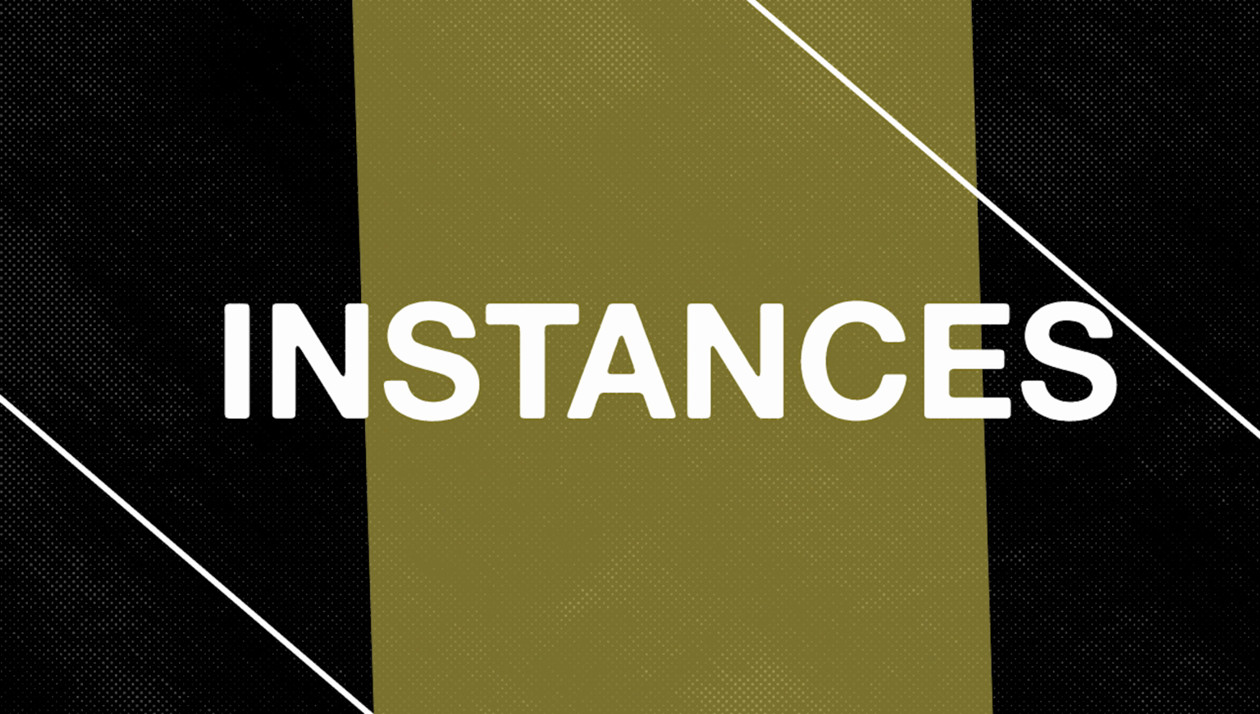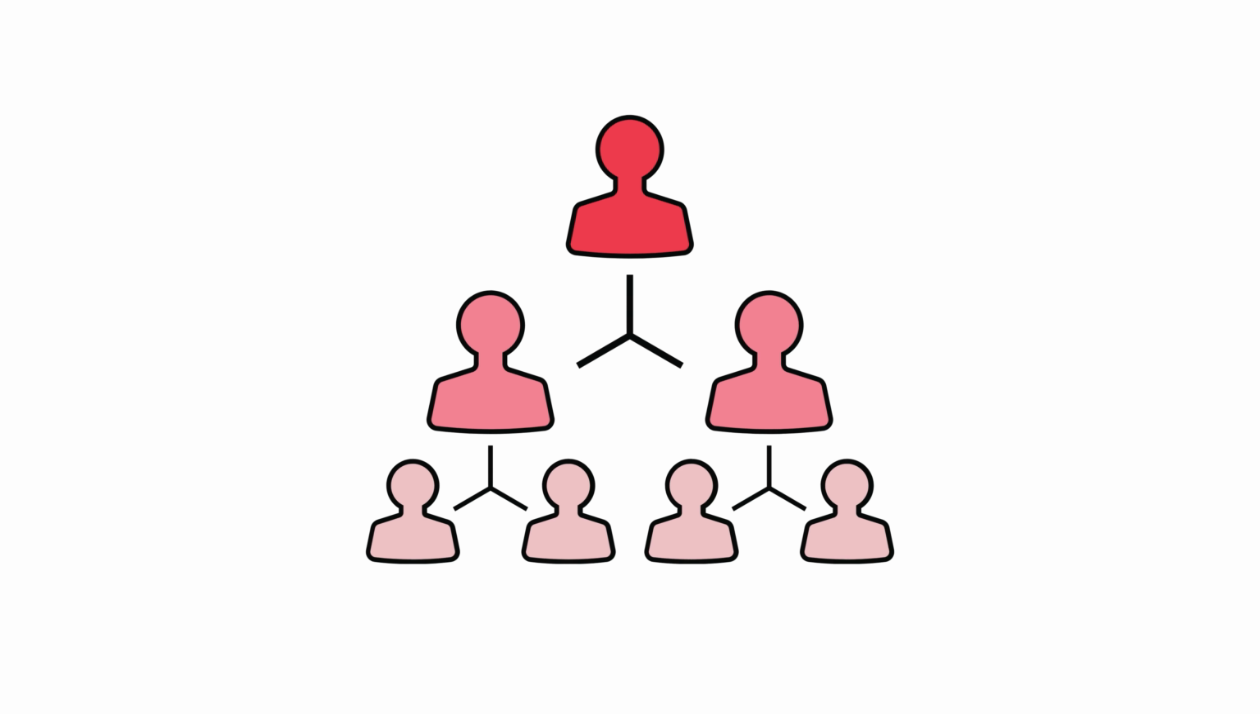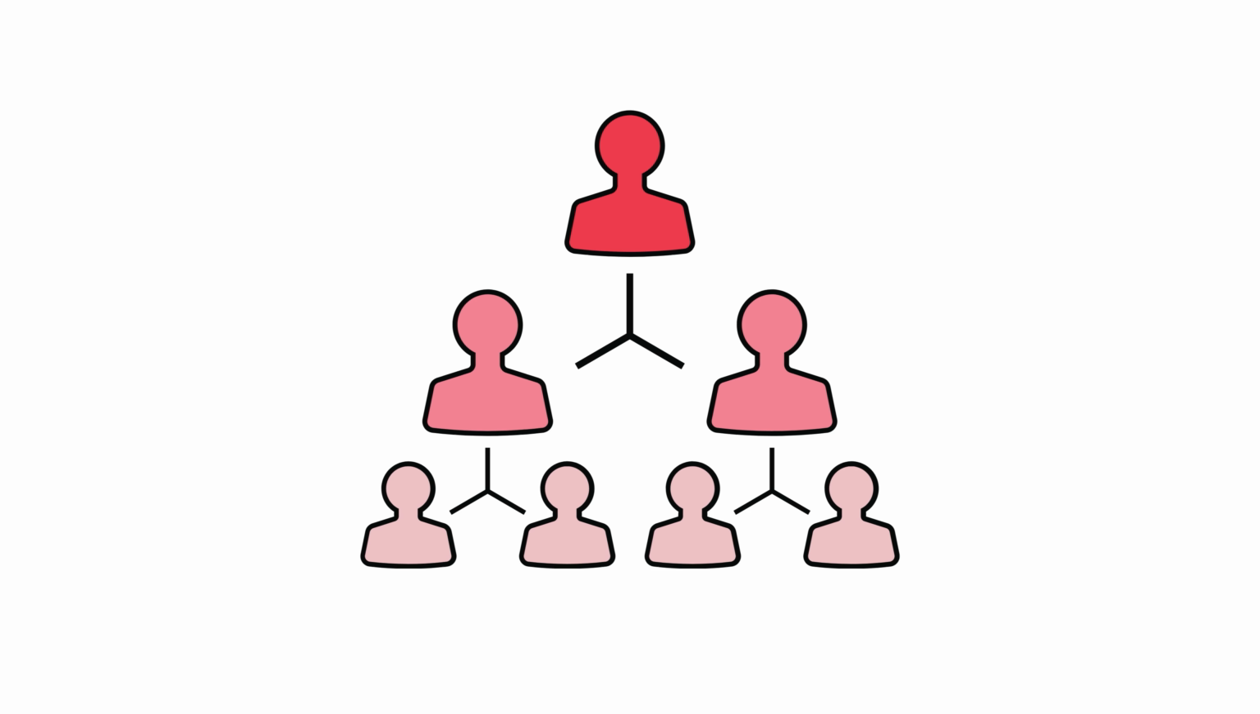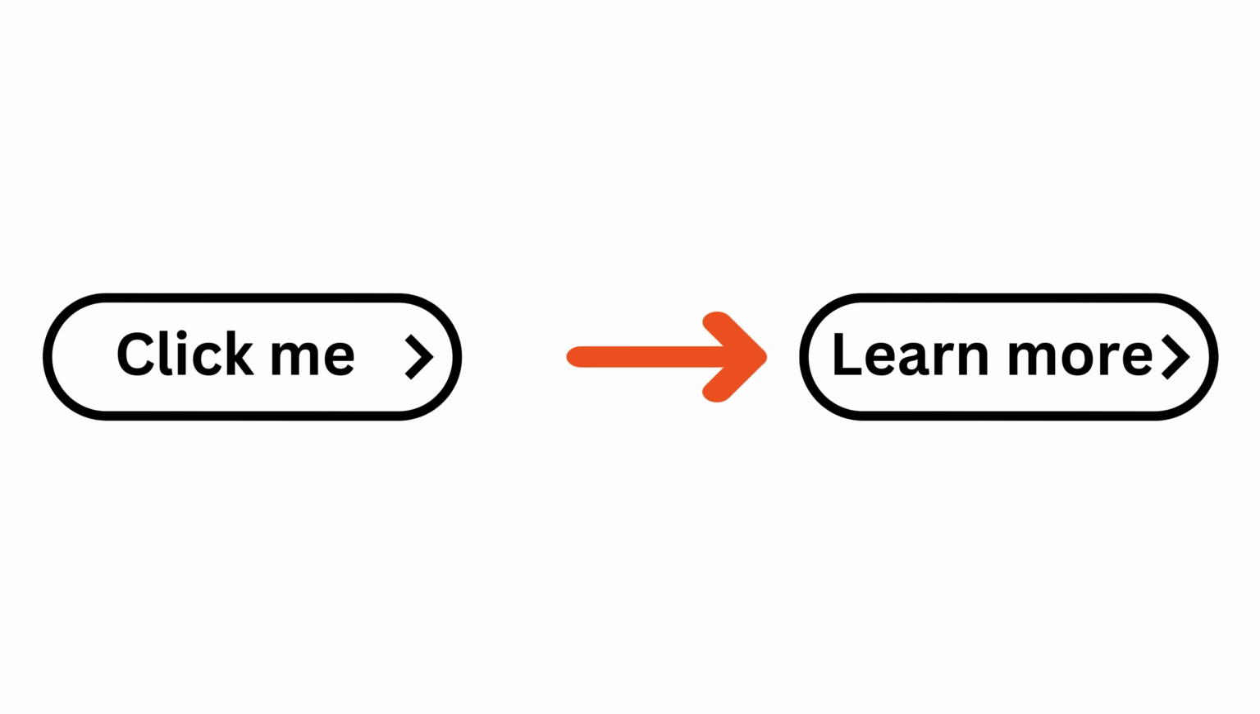Now, instances. What are instances? An instance is a copy of your main component, also called the master component. Instances inherit properties from the master but can be customized within limits. For example, you might have a button component with text saying "click me." In an instance, you can change the text to "learn more," but the shape, colors, and spacing remain consistent unless specifically overridden.